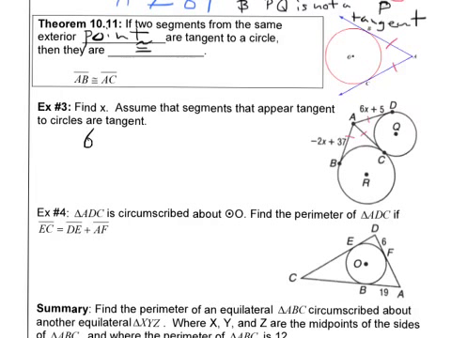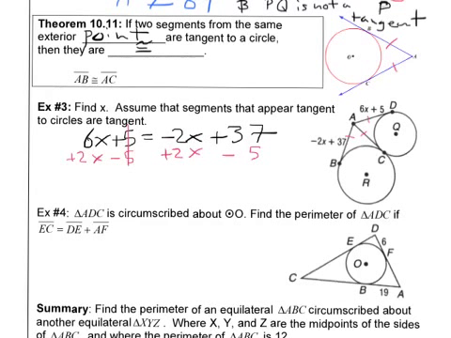We would have 6x plus 5 equals negative 2x plus 37. I'm going to subtract 5, add 2x, add 2x. Those cancel, and I'm left with 8x equals 37 minus 5 is 32, and x equals 4, because when you divide both sides by 8, you get 4. That's it. Pretty easy, right?